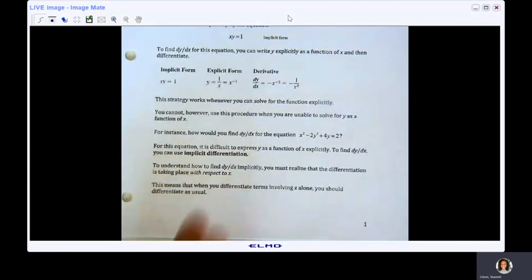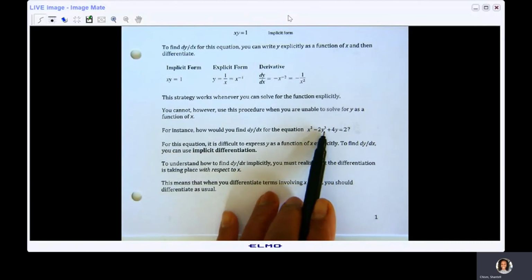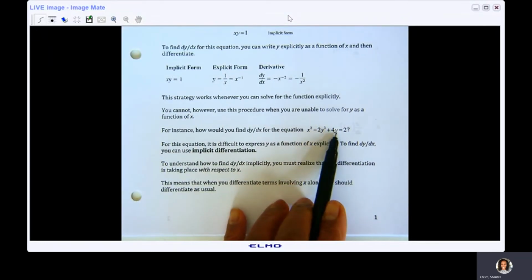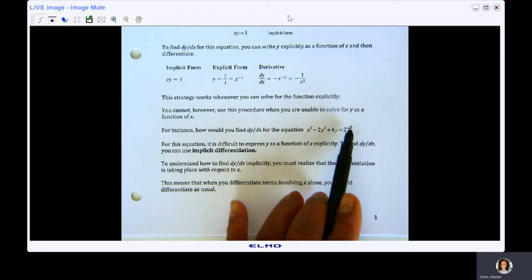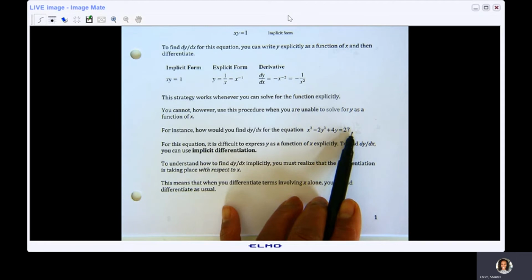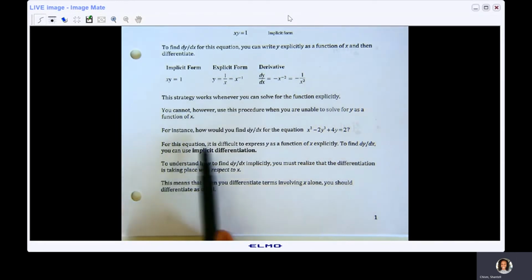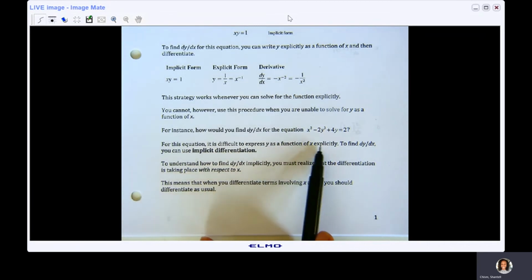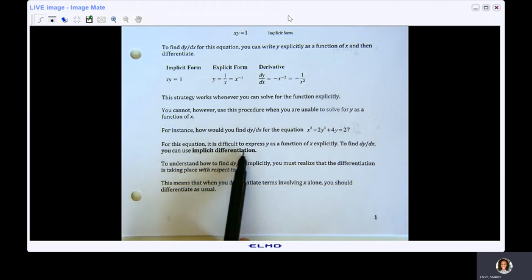Here's an example where you cannot explicitly solve this for y, because you've got a y cubed here and you've got a y there. Even if you were to solve for this particular y term, the function on the left side would still involve y as well. So you would still have y in terms of y. So for this equation, it is difficult to express y as a function of x explicitly. In order for us to find the derivative, we have to use something called implicit differentiation.